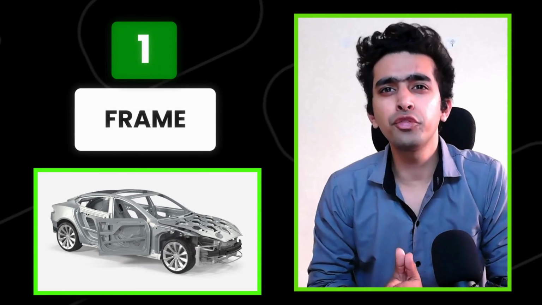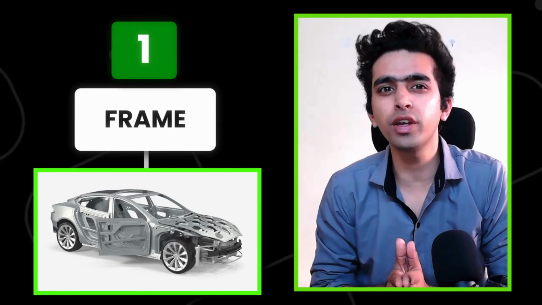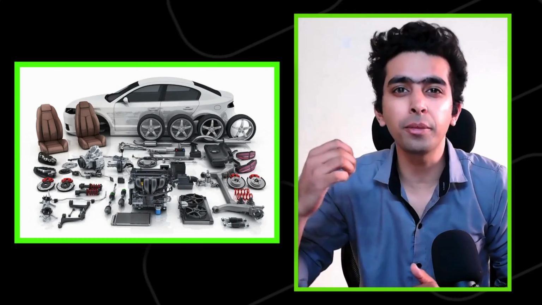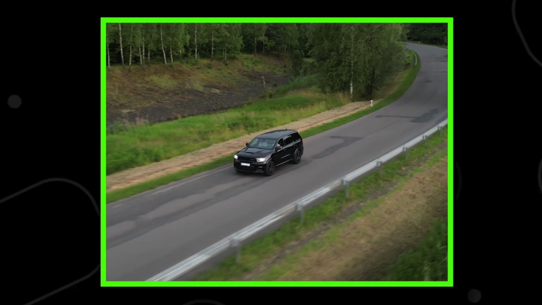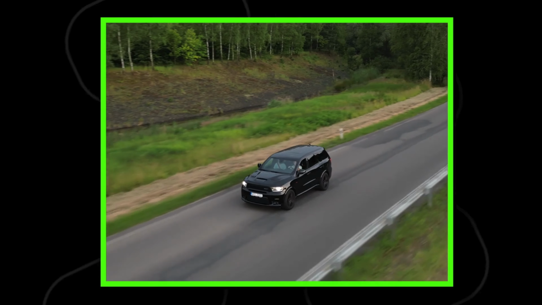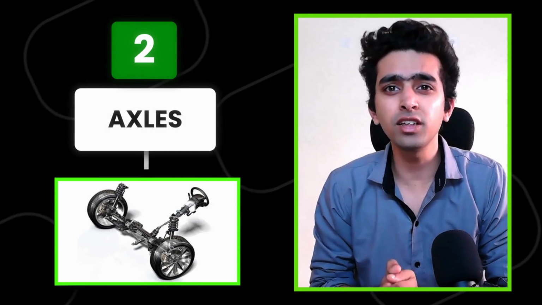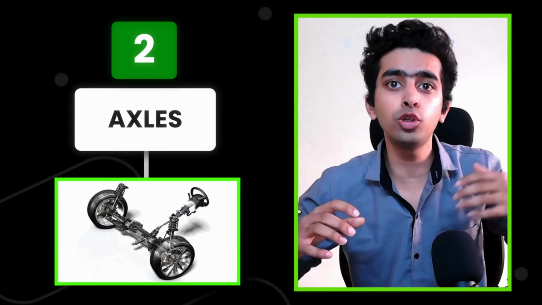First is the frame. Frame is the foundational structure of the vehicle onto which the components are being mounted. It is the main mechanical body or the structure on which our full vehicles are being built. Next one comes the axles. Axles transfer the power from the engine to the wheels, and it also bears the car's weight.